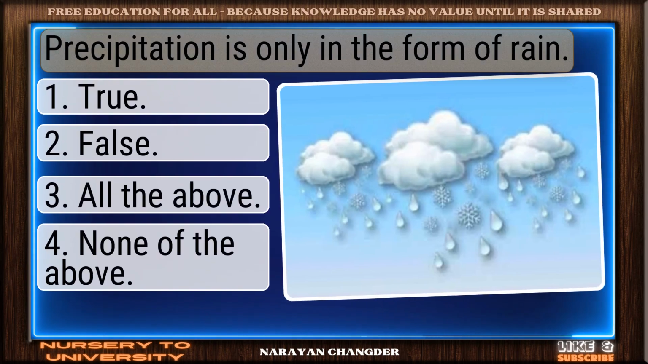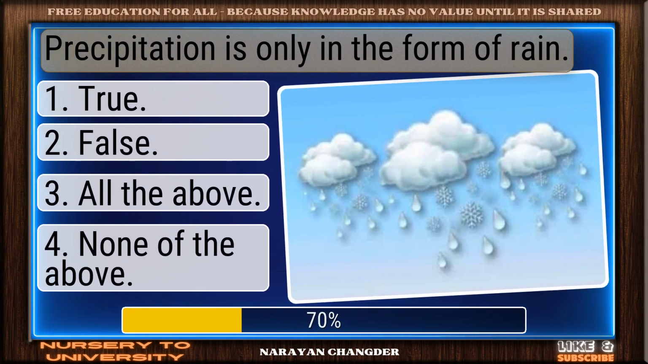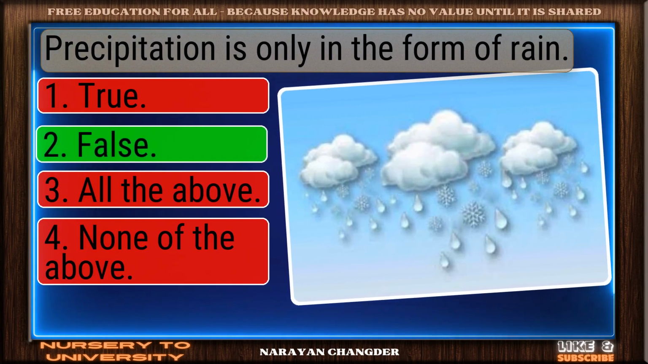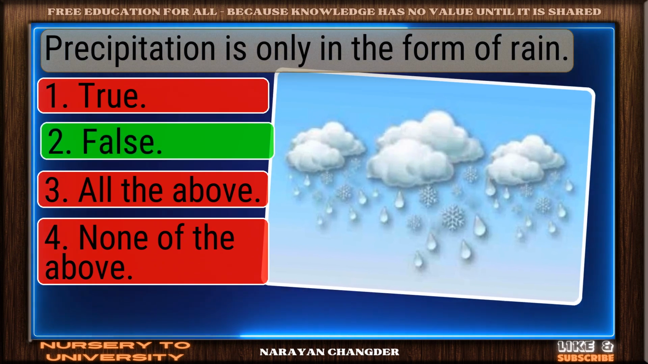Precipitation is only in the form of rain. Nicely done. False is a solid answer.